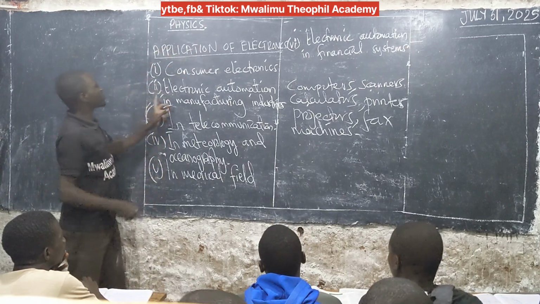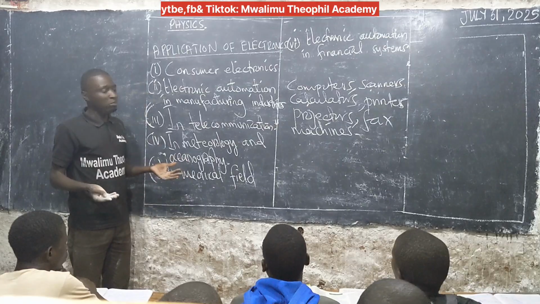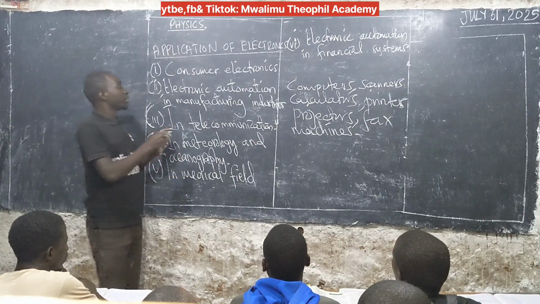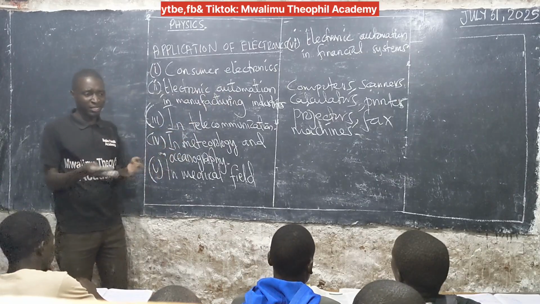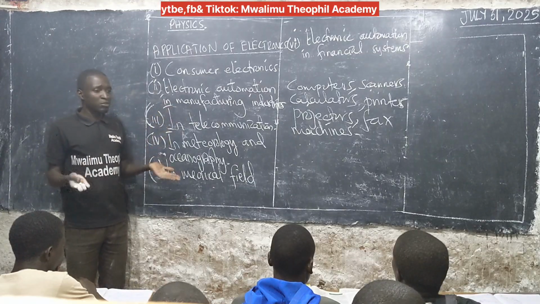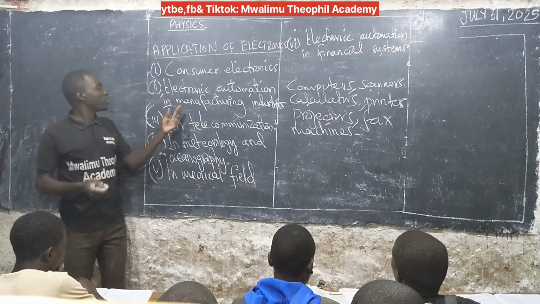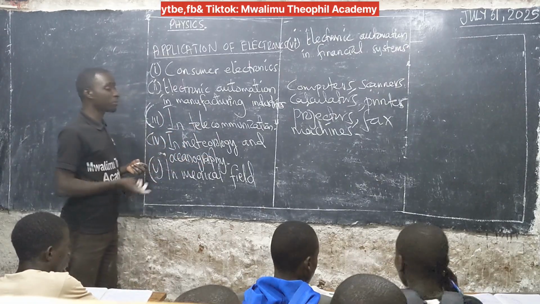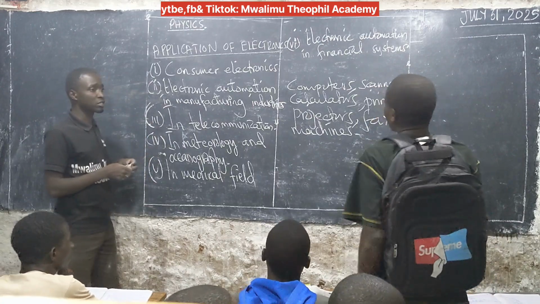In the second part, we have electronic automation in manufacturing industries. How do we apply the concept or the knowledge of electronics in electronic automation in manufacturing industries? Is there anyone to tell us anything about this field? Simply, how is electronics applied in manufacturing industries to make automation? Yes, you're warmly welcome. Tell us anything about automation in manufacturing industries.